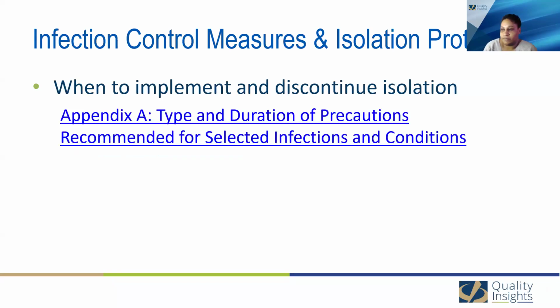One of the most wonderful tools that we have in our infection control toolbox is Appendix A, and this is the type and duration of precautions recommended for selected infections and conditions. So this is a resource that the CDC has put out to help guide us when we have a confirmed infection of a particular organism. We can go on this site and look at that pathogen and see what type of transmission-based precaution is recommended, if any. Sometimes it does list standard precaution, that's all is needed. And then how long that precaution should be in place. So, that's a really great resource for everybody to use.